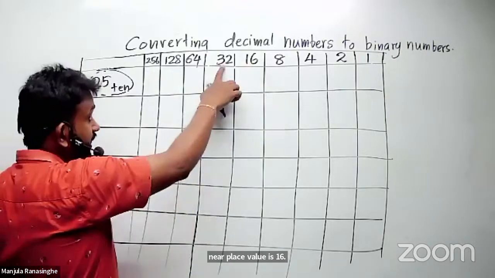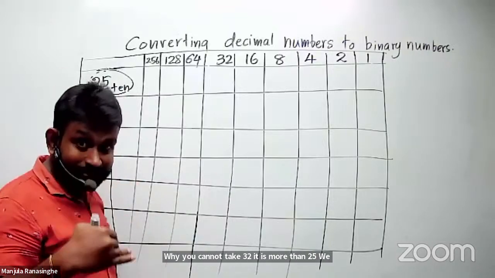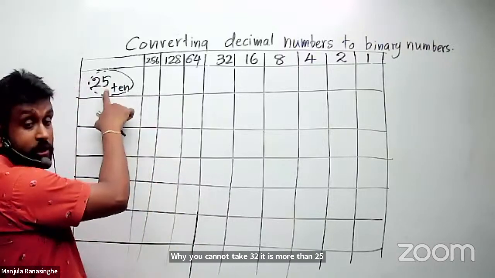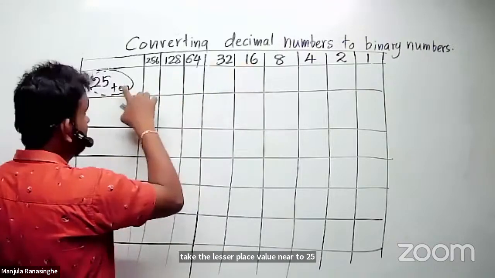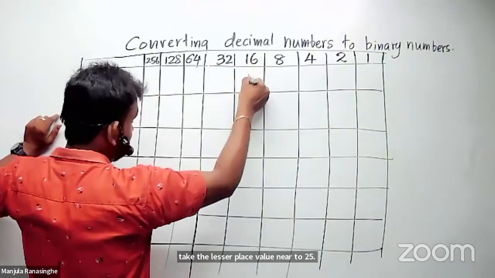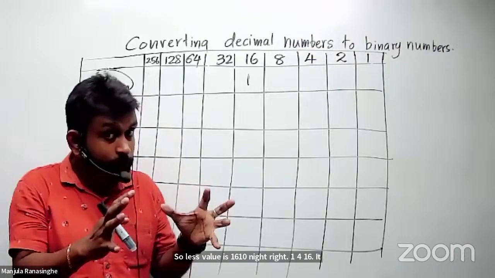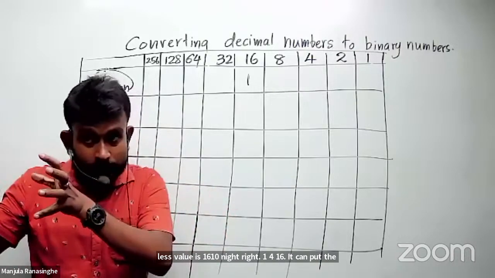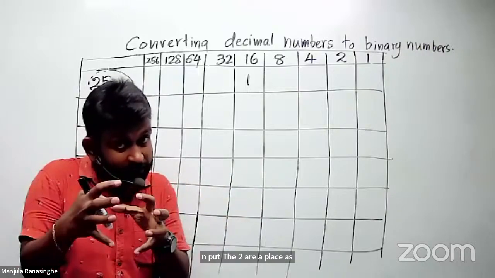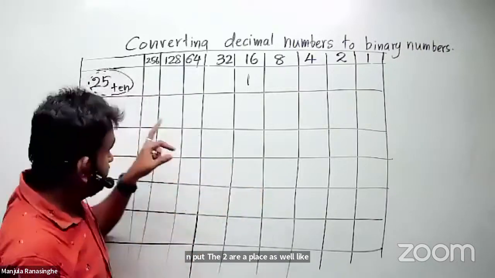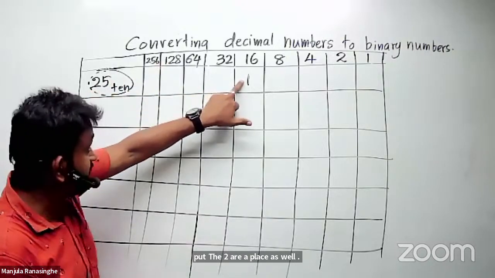Why? You cannot take 32, it is more than 25. So we have to take the lesser place value near to 25, very near. So the lesser value is 16. Then I write 1 for 16. That means 25 has to be made from a sum of place values of 2. So we put 1 for 16.